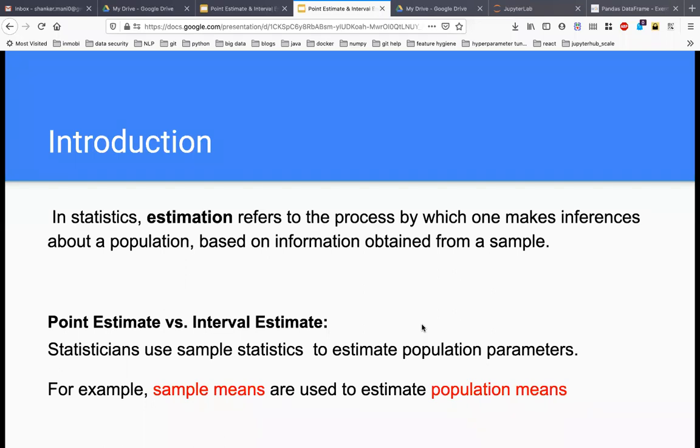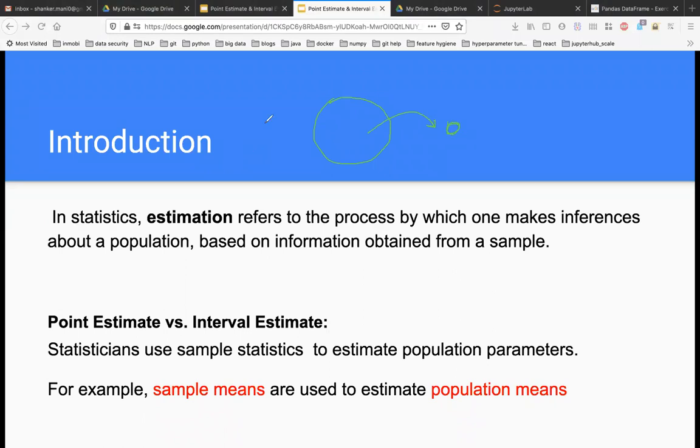Statisticians use sample statistics to estimate population parameters. For example, sample means are used to estimate population mean. So I hope you guys remember the discussion that we had. Let's say this is your population of Bangalore. Generally we try to take a sample. So this is a sample.